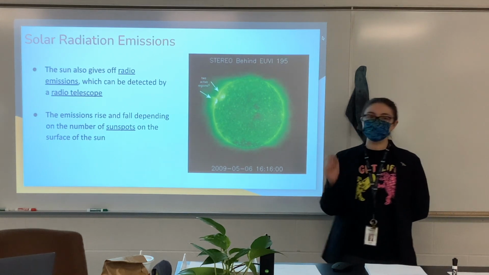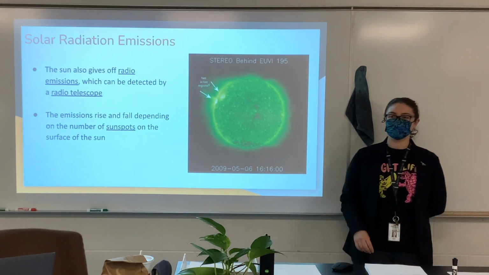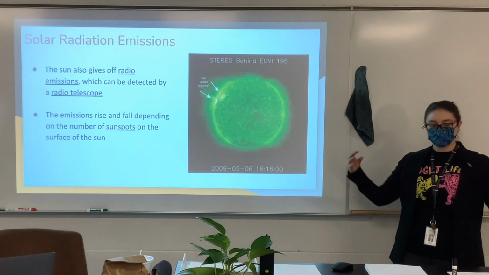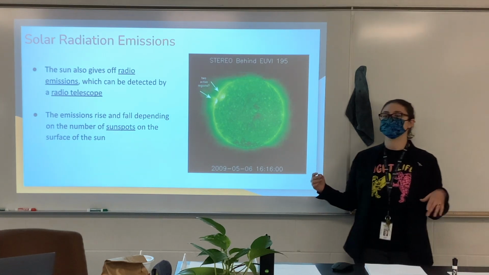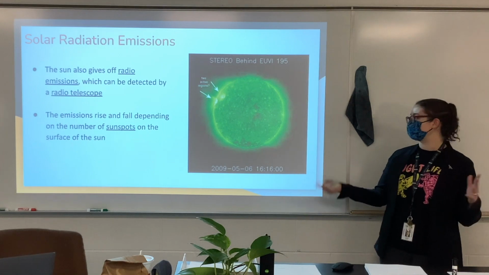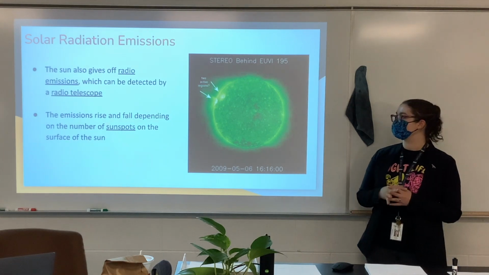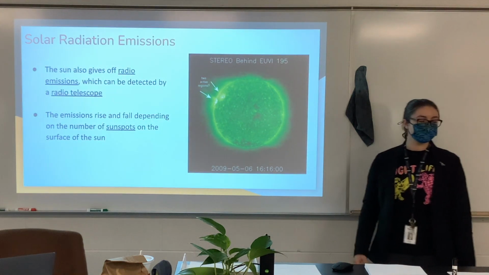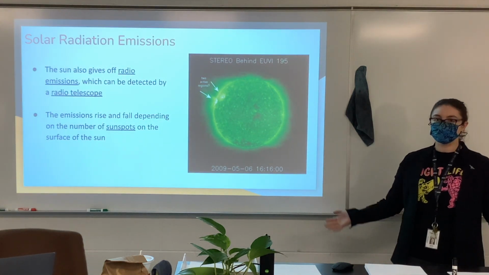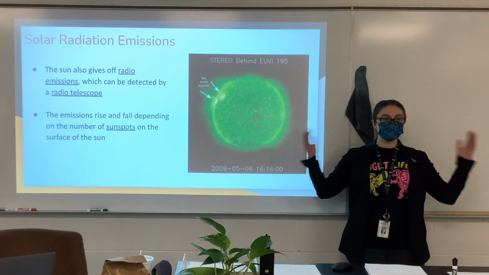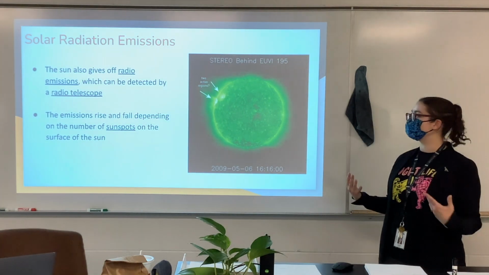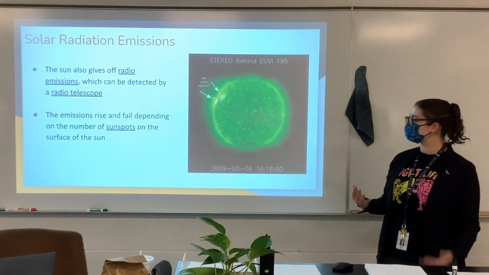First off is radio waves or radio emissions. These are very long wavelengths, and again, they're non-ionizing radiation, so they can't really be harmful. But we do a lot of studying of the sun and other stars with radio telescopes. A radio telescope is going to look like a giant satellite dish because it's just trying to pick up radio waves from the sun or stars.